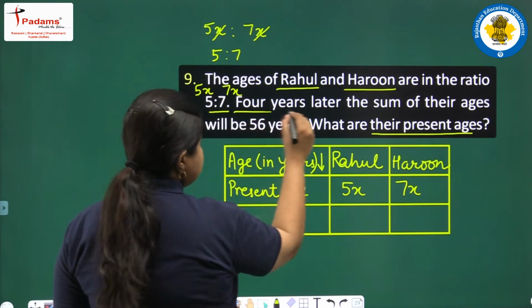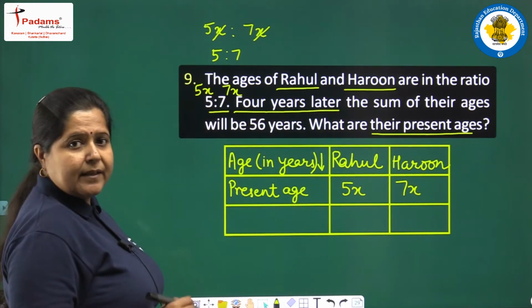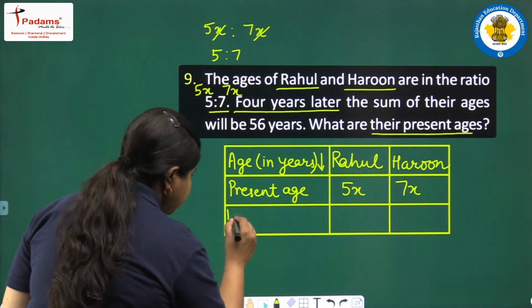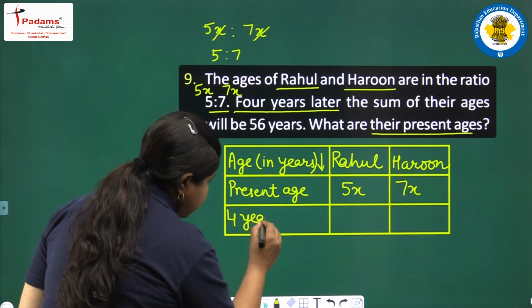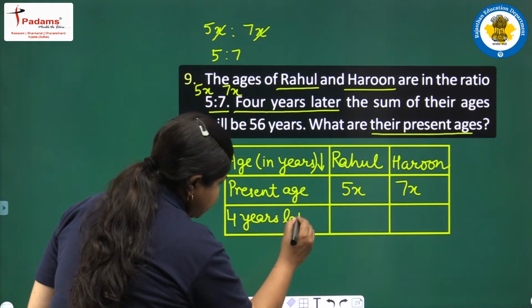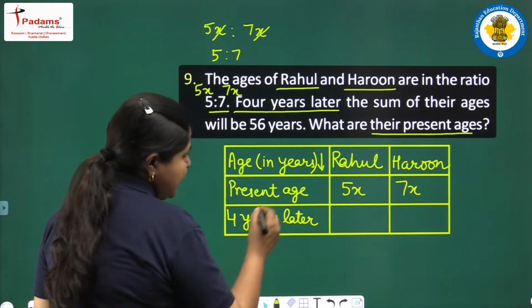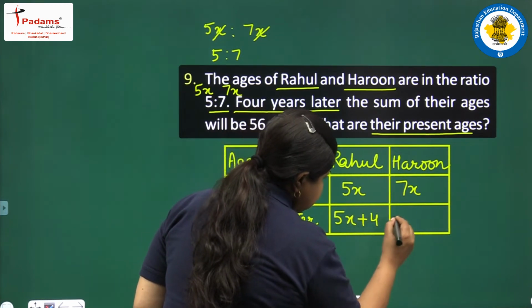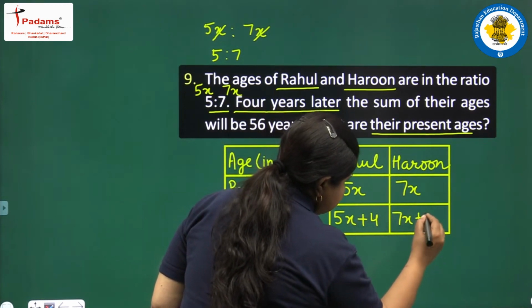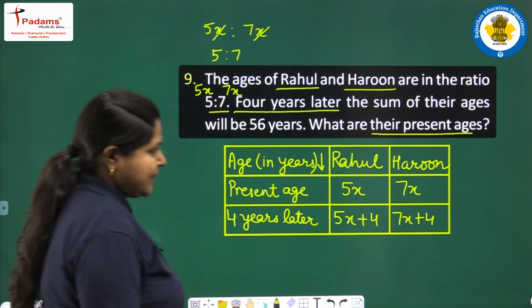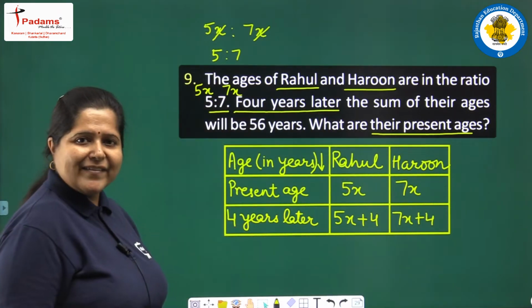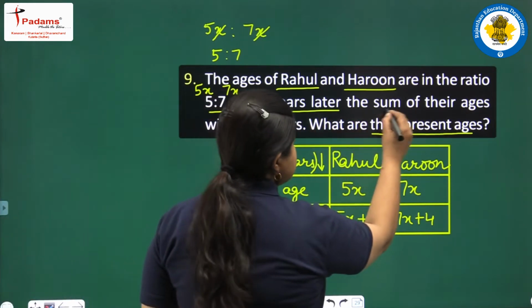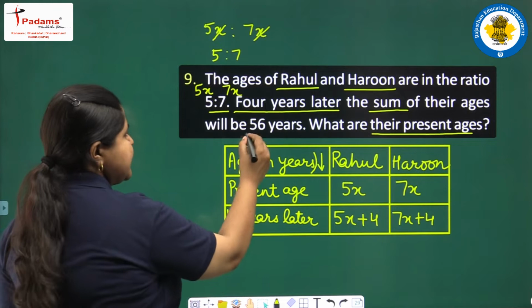Then 4 years later, we have been asked the age 4 years later. So we need to write the age 4 years later. Again in years, it will be simply add 4 to the present age. You will get the age after 4 years: 5x plus 4 and 7x plus 4. Then 4 years later the sum of their ages will be 56 years.